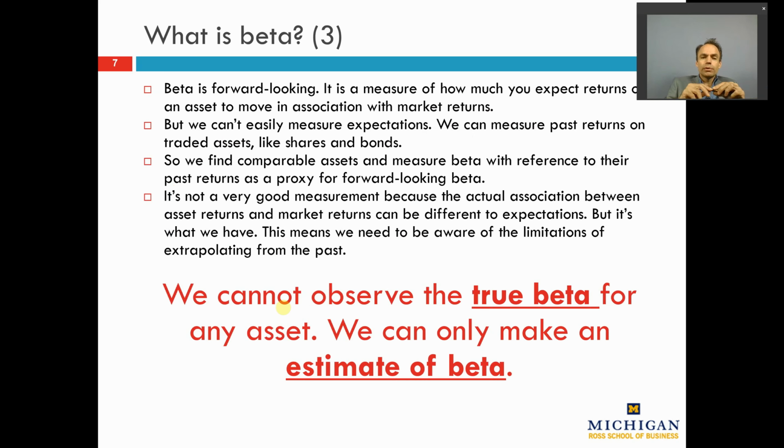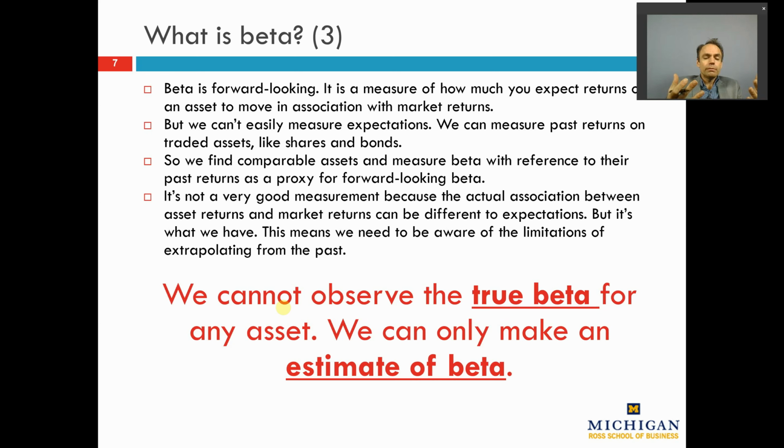Beta is a forward-looking measure. Remember that the equation for the capital asset pricing model starts with expected returns. It says that the expected return on any asset is the risk-free rate plus the asset's beta times the market risk premium. And the market risk premium is the expected return on the market minus the risk-free rate.